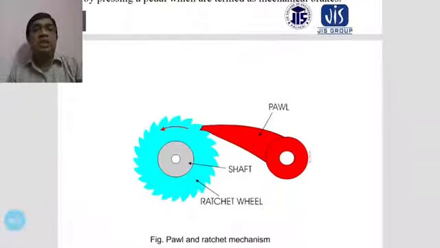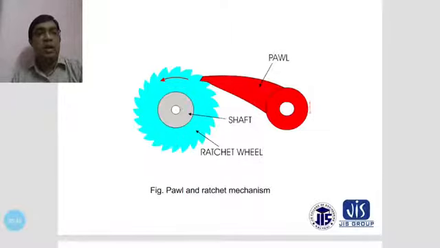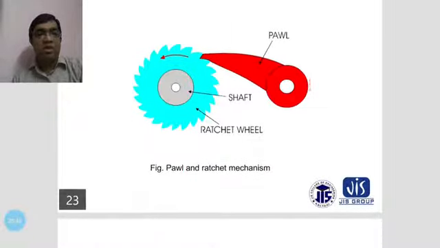And you can see the pawl and ratchet mechanism is here, and this will be the pawl, and also the ratchet is given, and also the shaft will be rotated, and the ratchet wheel also will be rotated, and the pawl will touch the ratchet wheel, and this movement also will be found in this.